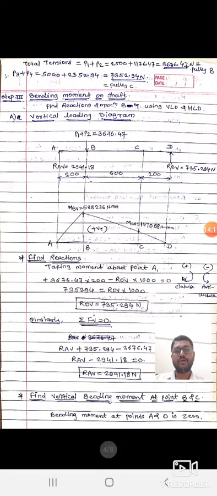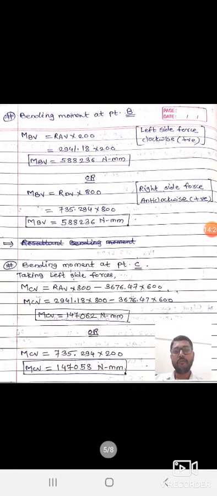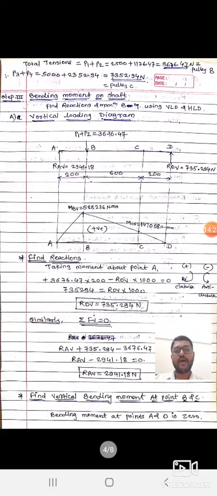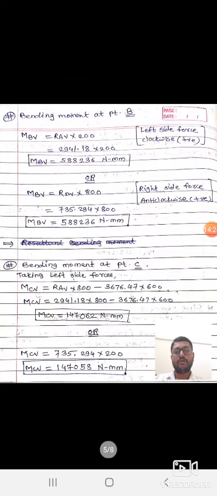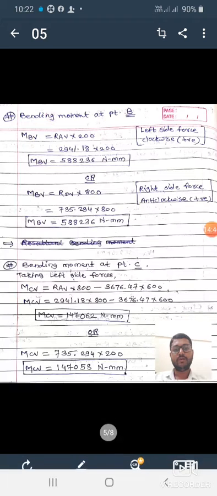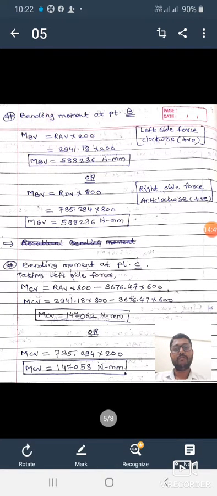Or in another way we can find the same by considering right side forces, that is, forces to the right of B, anti-clockwise. MBV equals RDV; the right side force RDV goes anti-clockwise, and you take it as positive. If you take a left side force clockwise, it is again positive. So we get the answer for MBV, the vertical bending moment at point B, equal to 588236 Newton meter. The answer should be the same whether we take either the left side force or the right side force of a given point.